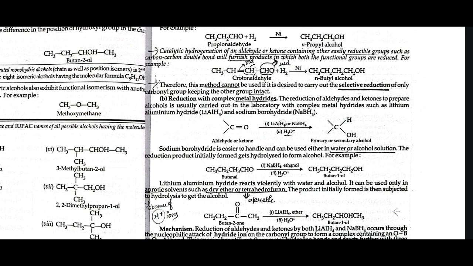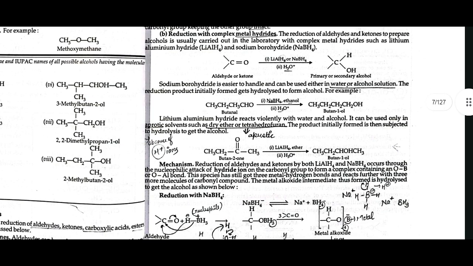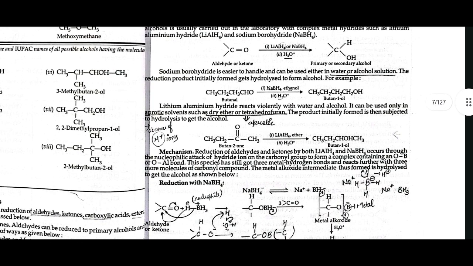Second, reduction with complex metal hydrides. The reduction of aldehydes and ketones to prepare alcohols is usually carried out in the laboratory with complex metal hydrides such as lithium aluminum hydride, LiAlH4, and sodium borohydride, NaBH4. Sodium borohydride is easier to handle and can be used either in water or alcohol solution. The reduction product initially formed gets hydrolyzed to form alcohol.